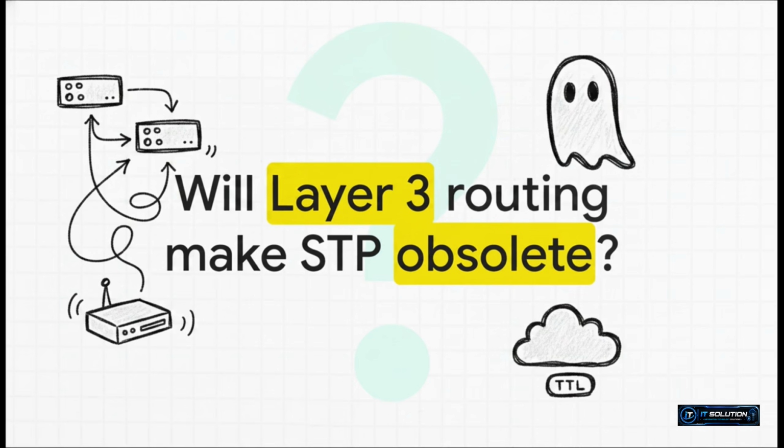To wrap up this explainer, I want to leave you with kind of a provocative thought. Layer 3 routing, as we discussed earlier with that TTL mechanism, naturally allows for redundant paths and loops without having to block any ports at all. As modern network designs push Layer 3 routing further and further down the hierarchy, literally all the way to the access layer, is the spanning tree protocol destined to become a thing of the past? It's a fascinating evolution to watch.